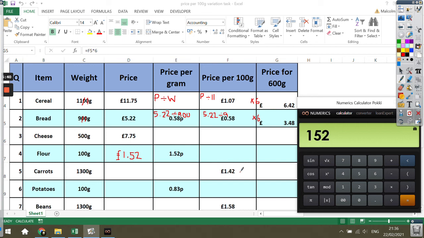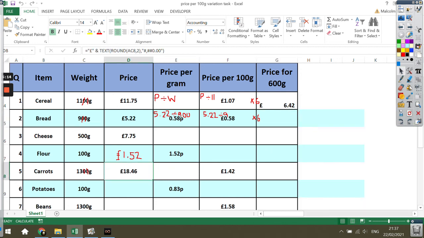Now, one last one. This has got a price per 100 grams, and this is our weight. Well, how many 100 grams have we got? We've got 1300, so that's 13 times 100 grams. So when we want to work out this price, we need to do 13 times our £1.42. Well, let's do that. 13 times 1.42 gives us £18.46. So if you're given your 100 gram price, you need to only multiply by how many hundreds you've got. If you're given your per gram price, you need to multiply by the full weight.